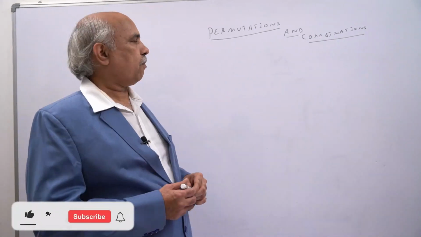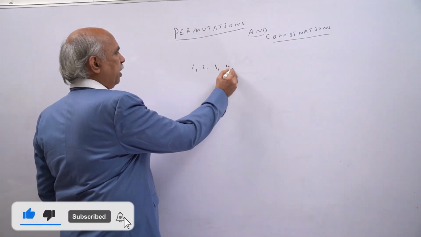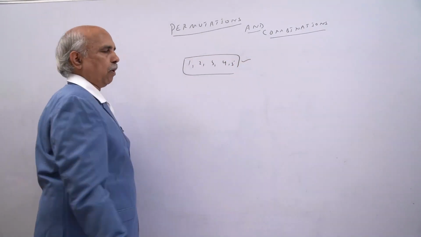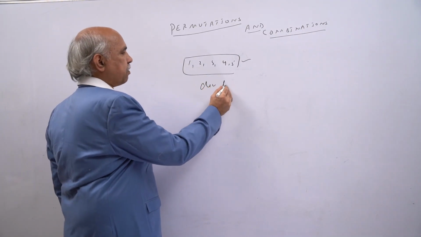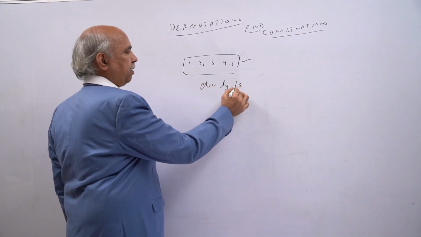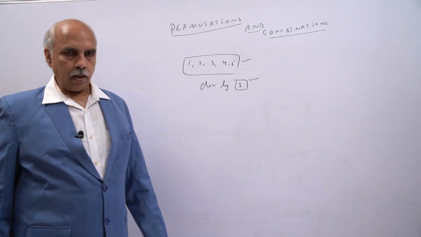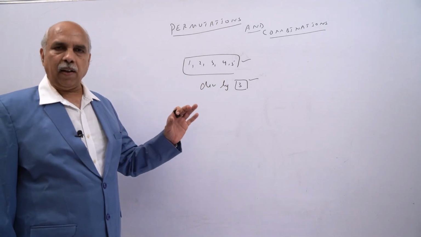We take up a question. Say, how many 5-digit numbers can be formed using the digits 1, 2, 3, 4, 5 such that the numbers are divisible by 3? Now here, I want the numbers to be divisible by 3 and I want 5-digit numbers.